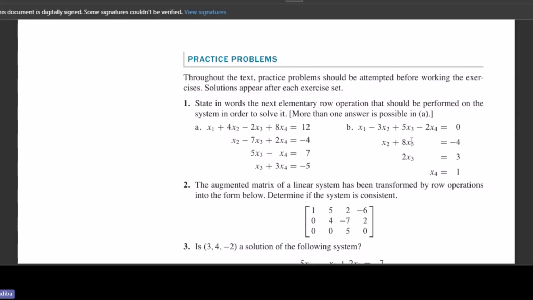Do you understand what I'm requesting you to do here? 1 minute or 2 minutes? Or 3? 3 minutes. Yes, we're done, sir. Okay. Number 2.